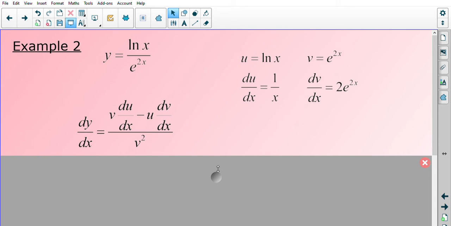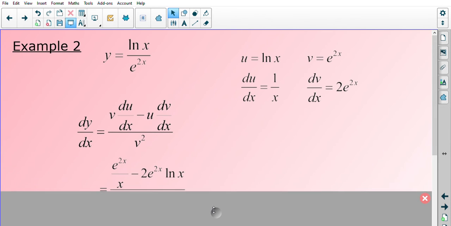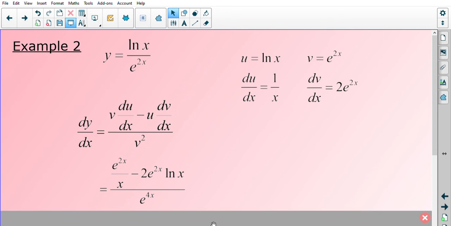v times du by dx gives me e to the 2x over x. I need to subtract u times dv by dx, so that's log of x times 2e to the 2x, which is 2e to the 2x log of x. Now remember I need to divide by v squared. My v is e to the 2x, so if I square that, it's e to the 2x times another e to the 2x. You add the powers, 2x plus 2x is 4x, so it's e to the 4x.